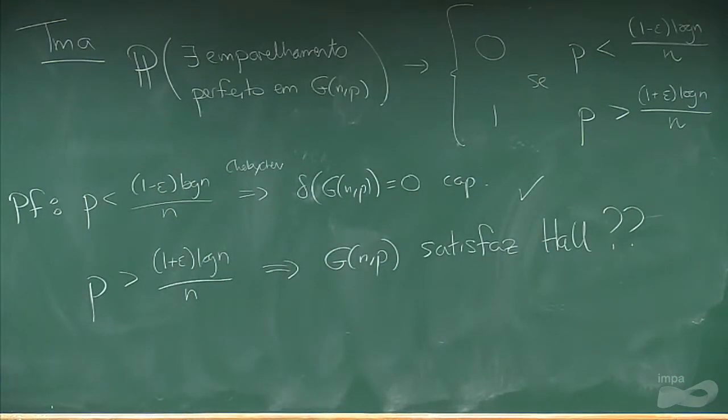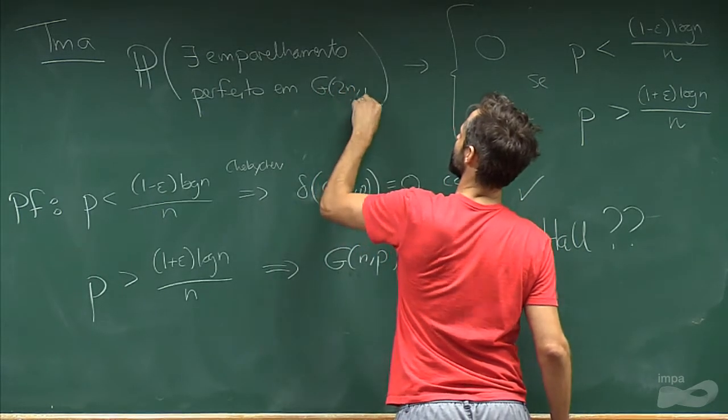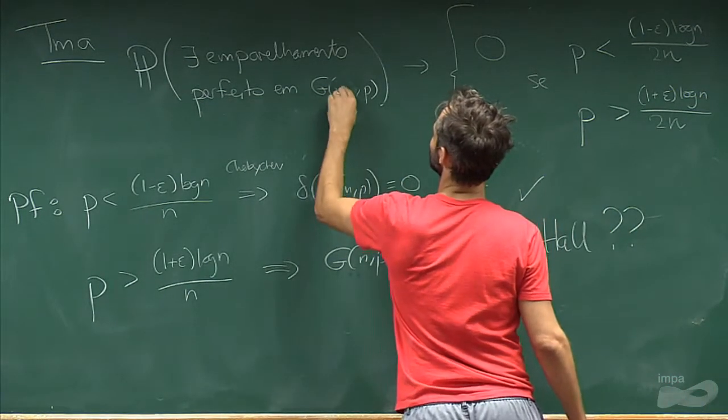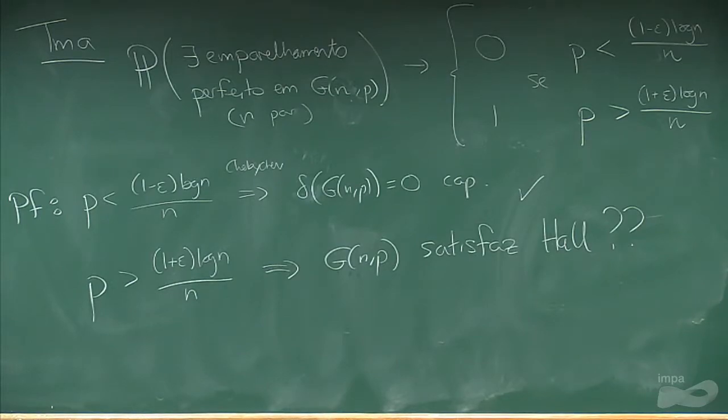So first things first. Hall's theorem is about bipartite graphs, and G(n,p) is not bipartite. So what do you want to do? I guess I should say 2n, p. Let me say 2n, p. Oh, but then I have to put log over 2n. I don't know what's easier. n is even. Maybe it's nicer. I don't have to put log 2n. Okay, let's pretend n is even. So what are we going to do?